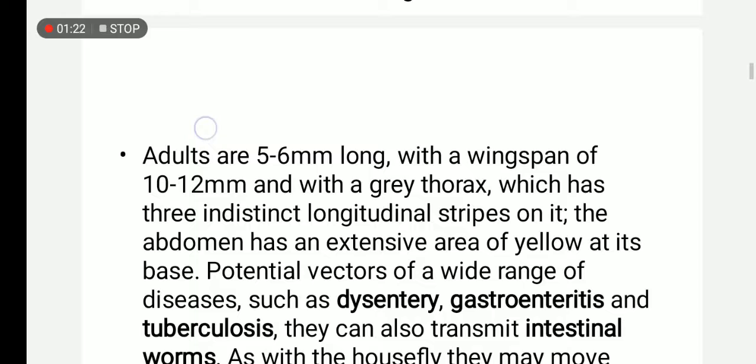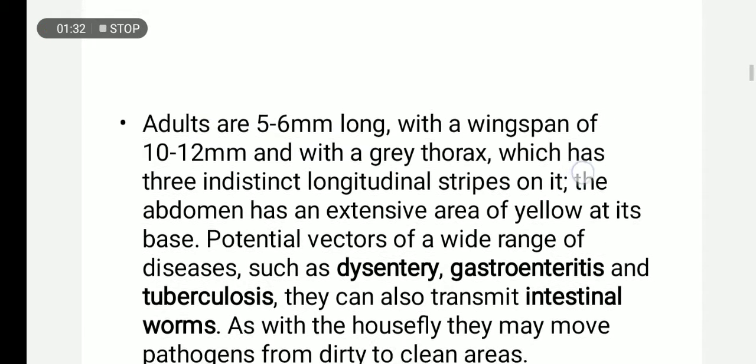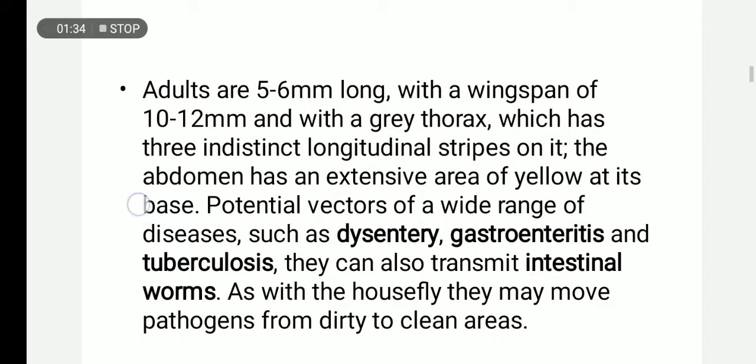The adults are 5 to 6 mm long with a wingspan of 10 to 12 mm, and they have a gray thorax which has three indistinct longitudinal stripes on it. The abdomen has a very extensive area of yellow at its base. You can distinguish the lesser housefly from Musca domestica by using this character.